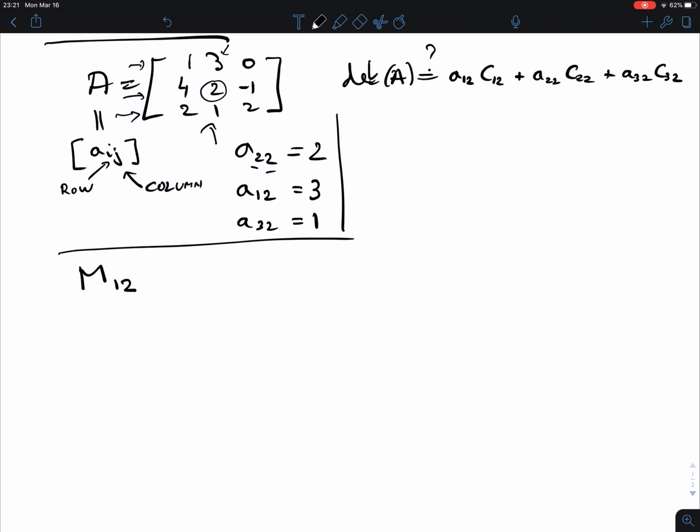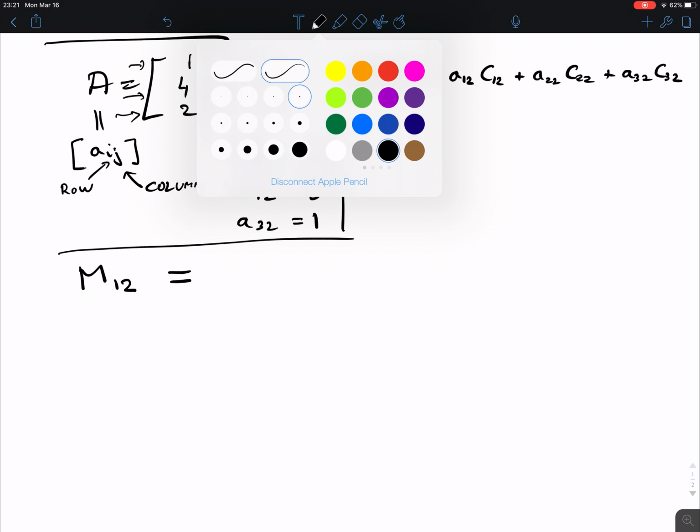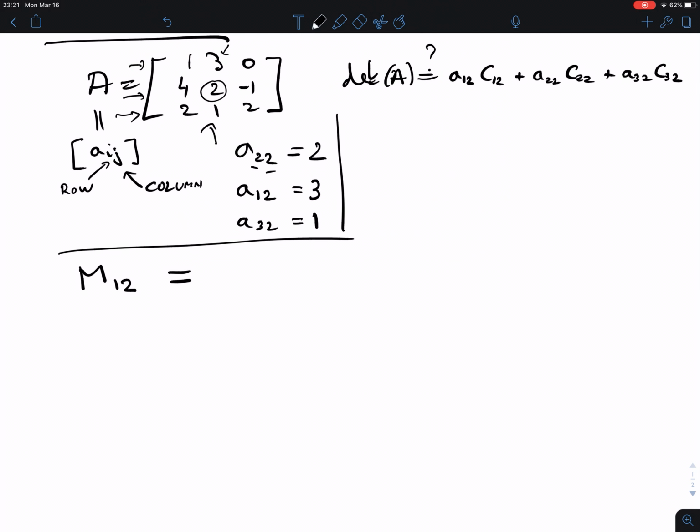So what is M12? How do you get M12 from a matrix? The M stands for minor, but that's not so important. 1, 2. Okay, so 1, remember, means the first row, 2 means the second column. Let's look at what element we're talking about. So we are talking about the element in the first row, second column. This is the element, remember, this is 3, right? We have already figured this out, that this 3 is.